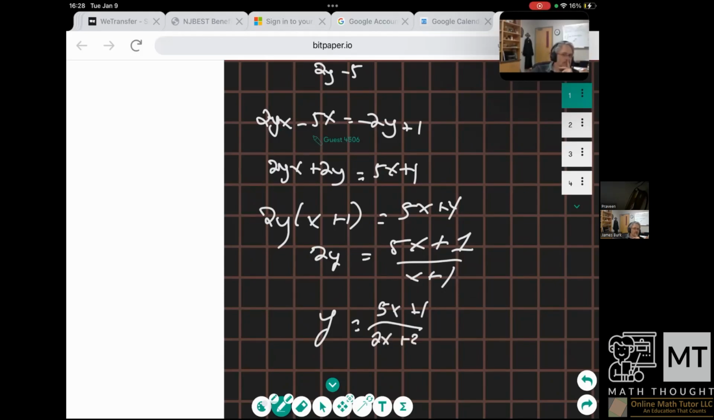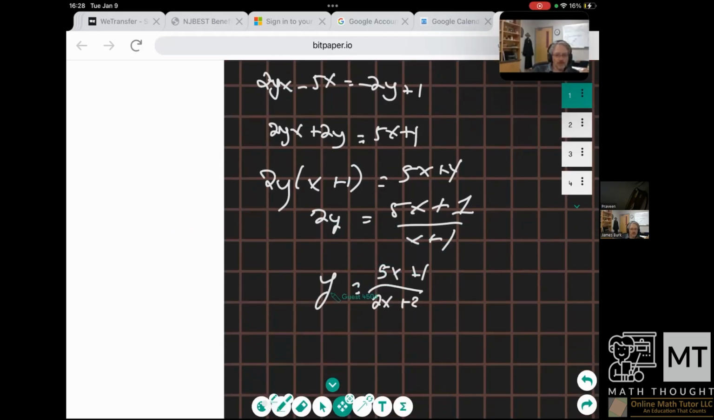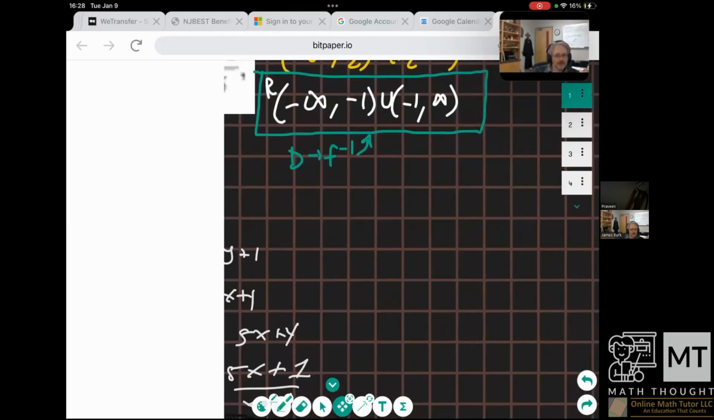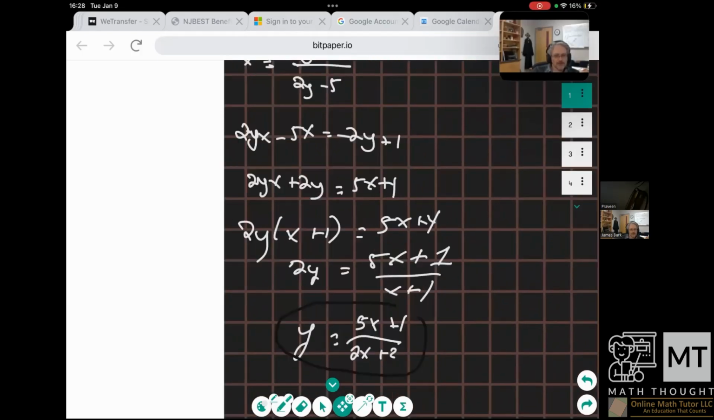2x plus 2. Right. Now you can also keep the 2 factored out if you want, but what's the one thing you can't plug into this function without dividing by zero? If you plugged in negative one for x, right?